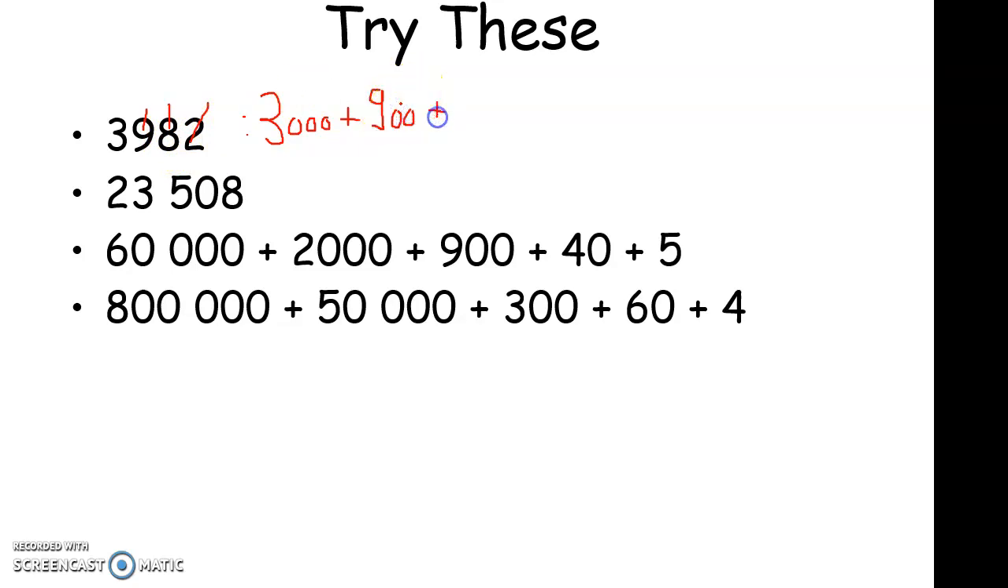Plus, which digit comes next to 9? 8. I will write 8. How many digits do we have after 8? We have just one digit. So I will write it as 1 zero. Plus, which digit comes next to 8? Here 2. So 2. Do we have digits after 2? No, so I no need to write zeros beside 2. That's it.